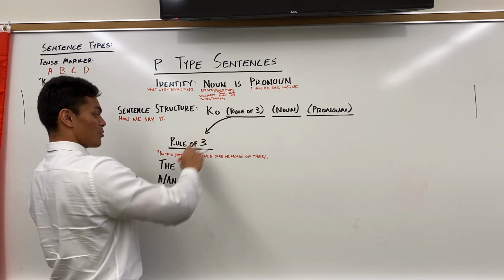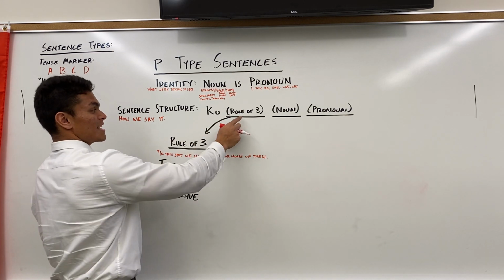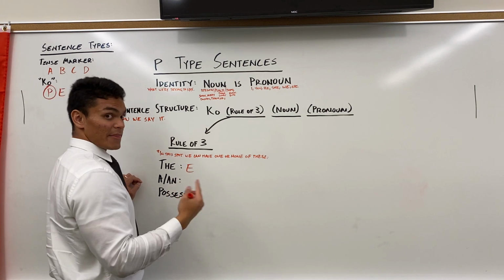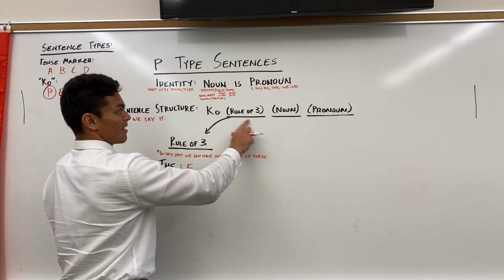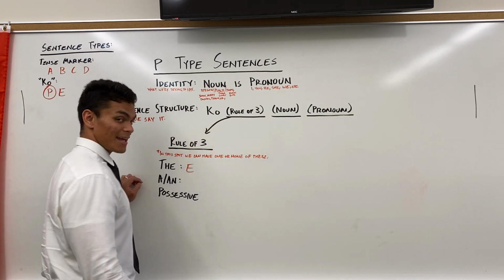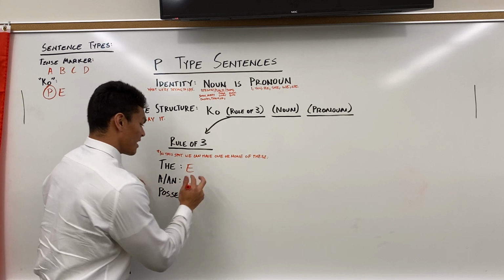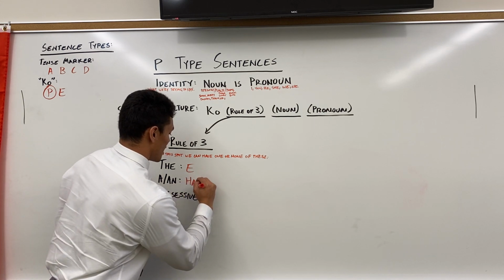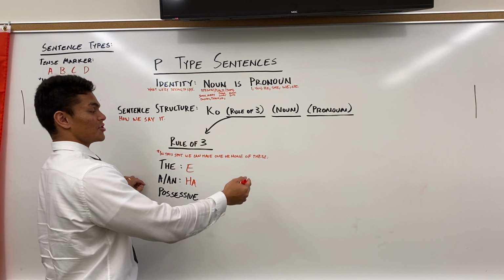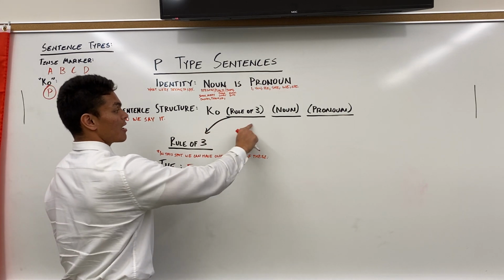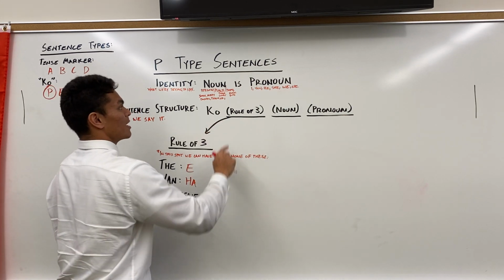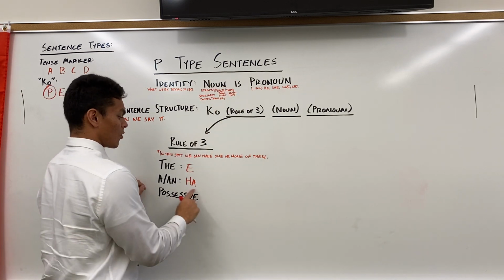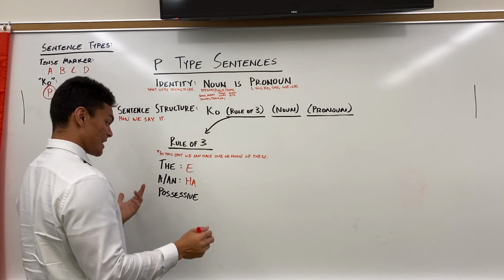So the rule of 3, whatever's here, goes in this spot right after the go. So if I want to say the teacher, I say go e fai ako, right? E. A or an is ha. So if I want to say a teacher, say go ha fai ako. Go ha fai ako. I am a teacher. Go ha fai ako. The next thing is a possessive.